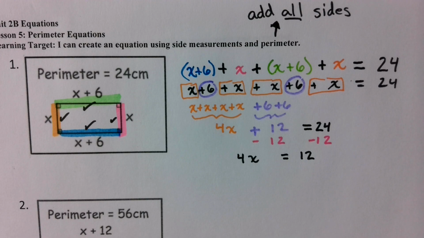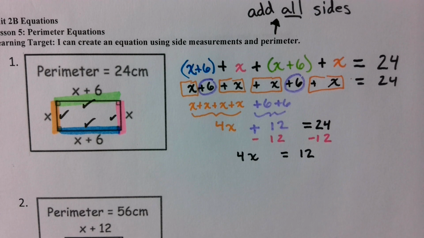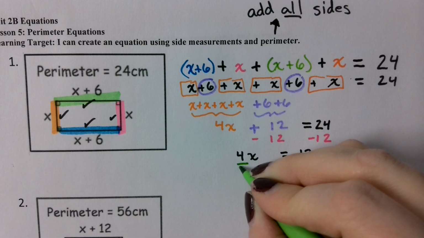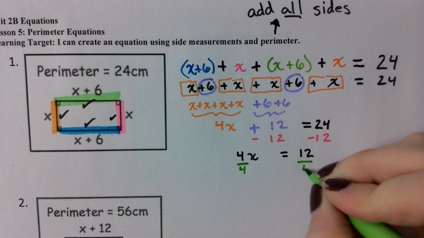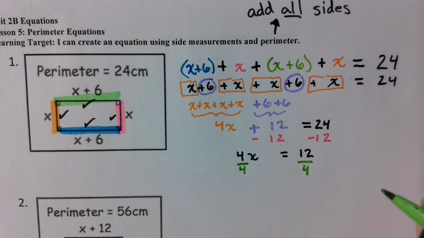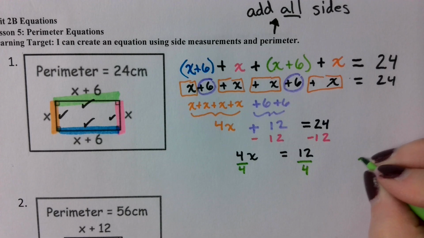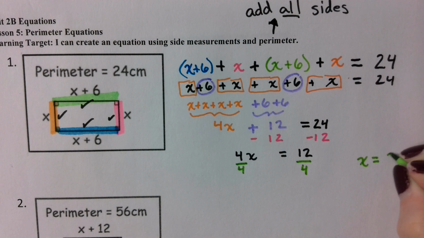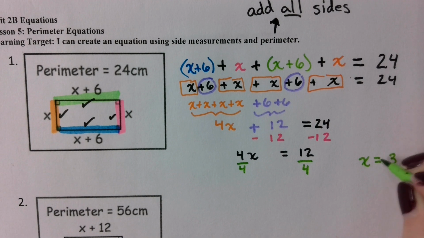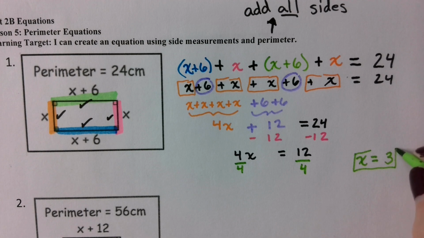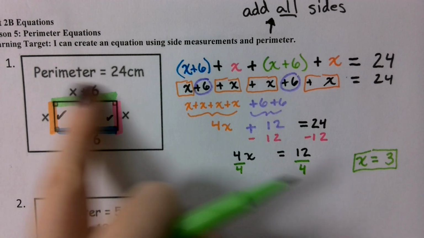What is our last step going to be? Christian? Yep, divide 4 by 4 and 12 by 4. Yeah, we're going to divide the 4 by the 4, and we're going to divide 12 by 4, and we'll get that x is equal to 3.